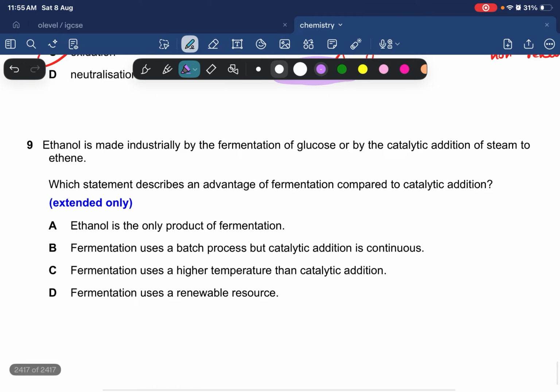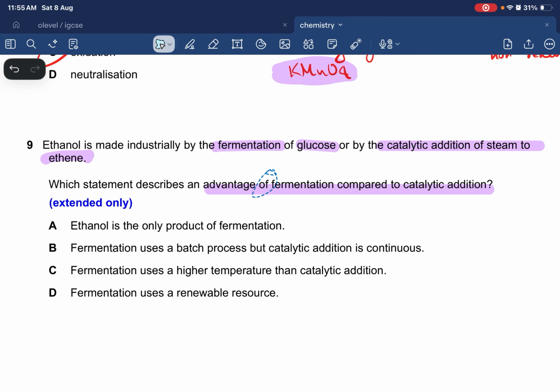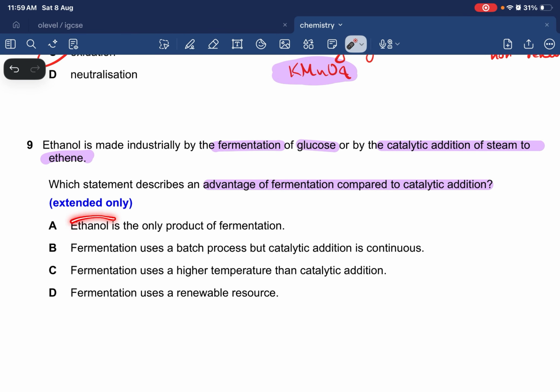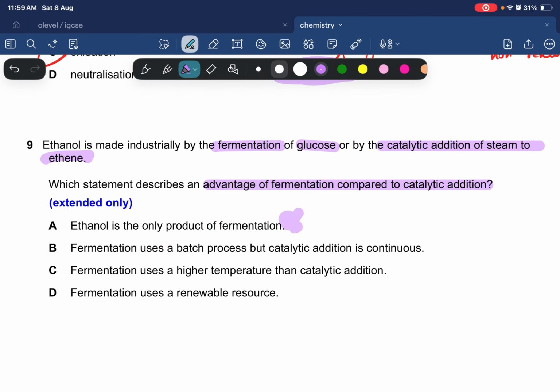So ethanol is made industrially by the fermentation of glucose or by the catalytic addition of steam to ethene. Which statement describes the advantage of fermentation compared to catalytic addition? Oh, so we have to tell why fermentation is a good process. Ethanol is the only product of fermentation. Well, that's wrong. You have some leftover glucose as well. That doesn't make sense. And moreover, you produce carbon dioxide in fermentation. Fermentation uses a batch process, but catalytic addition is continuous. Well, that's correct, but that's not an advantage. That's a disadvantage.